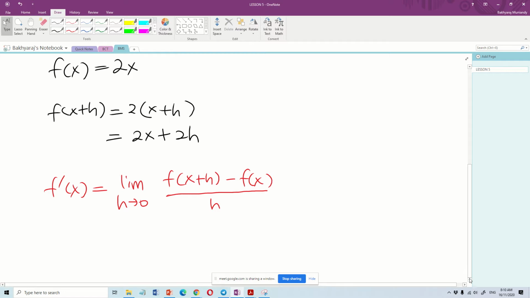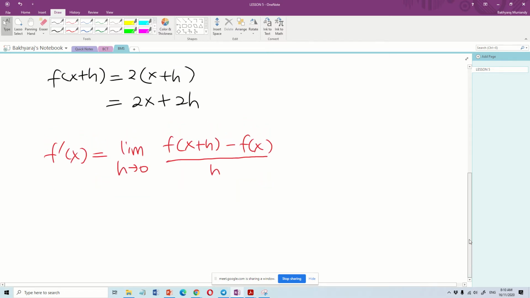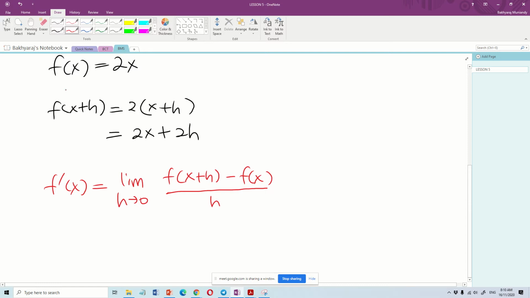So saya substitute, saya akan masuk dekat lepas sini lah. Okay, so when I substitute, I get this equal limit h approaches 0 for function 2x plus 2h minus 2x divided by h. Okay, saya dapat ni. 2x plus 2h minus 2x divided by h.